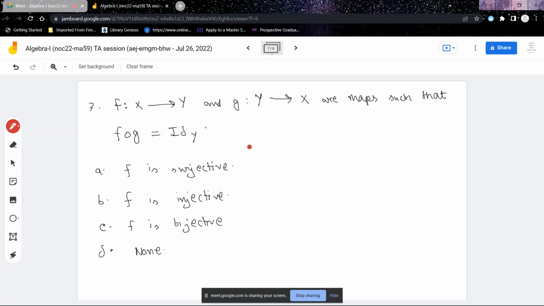Okay, so now we come to the 7th question, and this is actually one of my favorite questions. What it is saying is, you are given two maps in opposite directions. So you have G from Y to X and F from X to Y, and you are given that F composed with G is identity on Y, right? In other words, to rephrase it in words, what it is saying is that F has a right inverse.